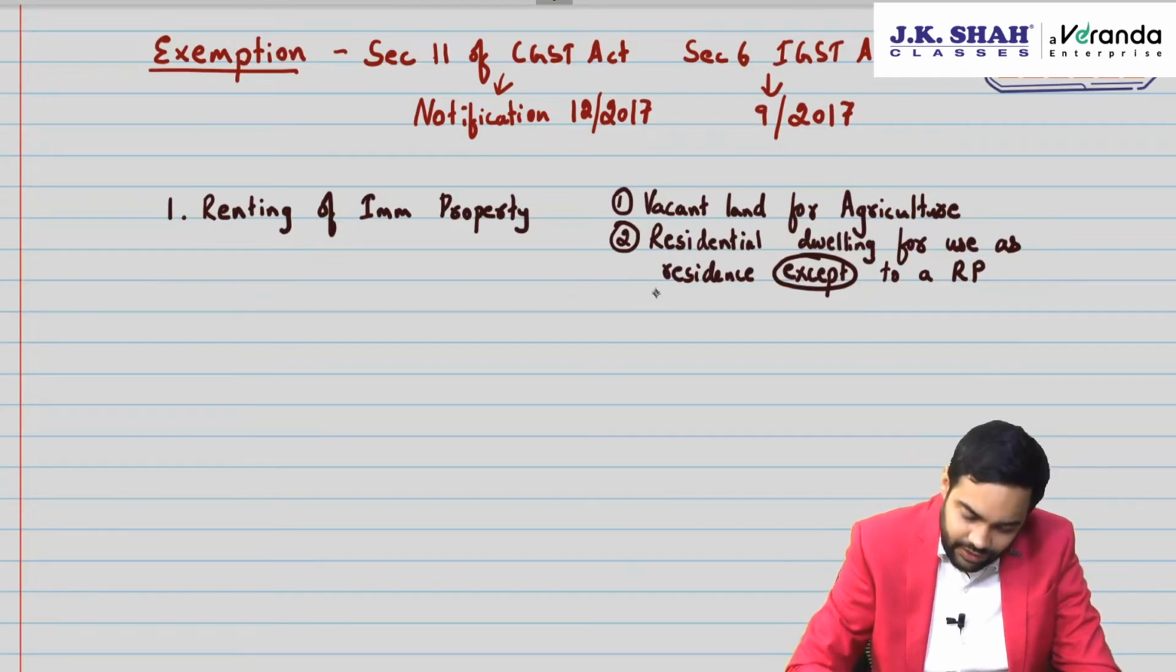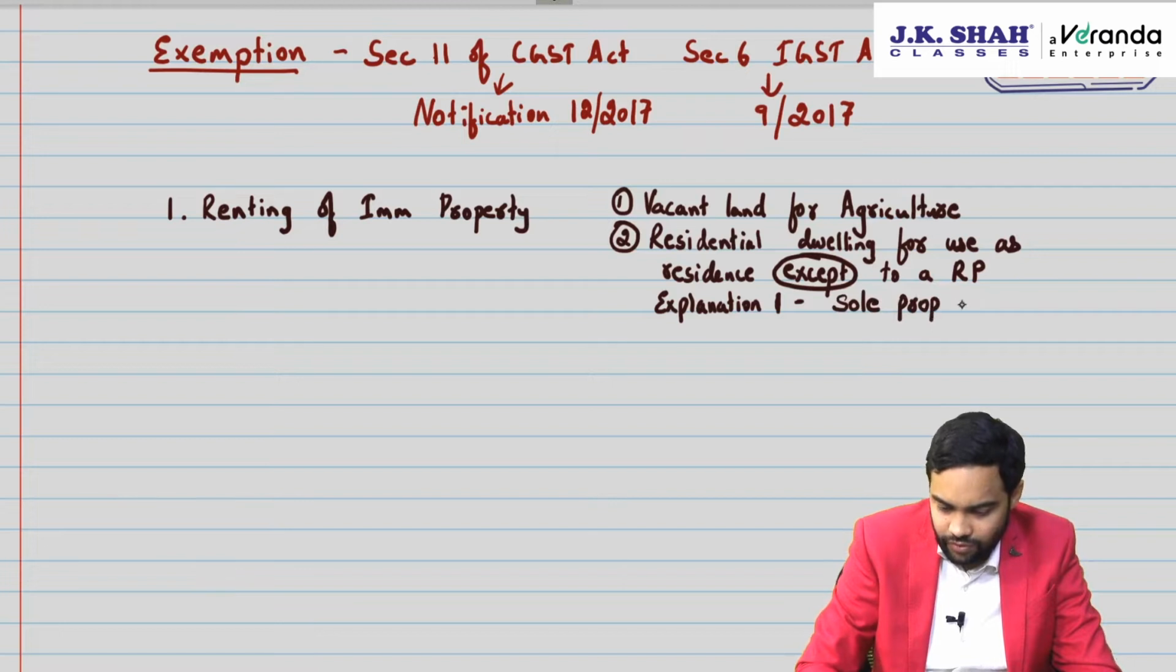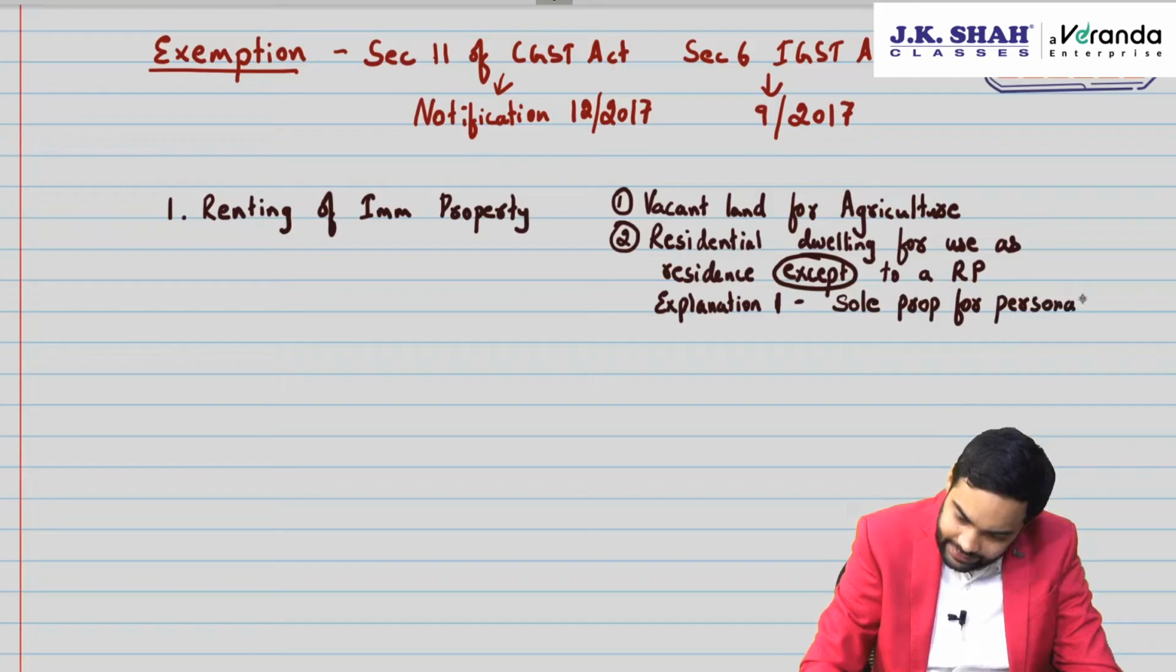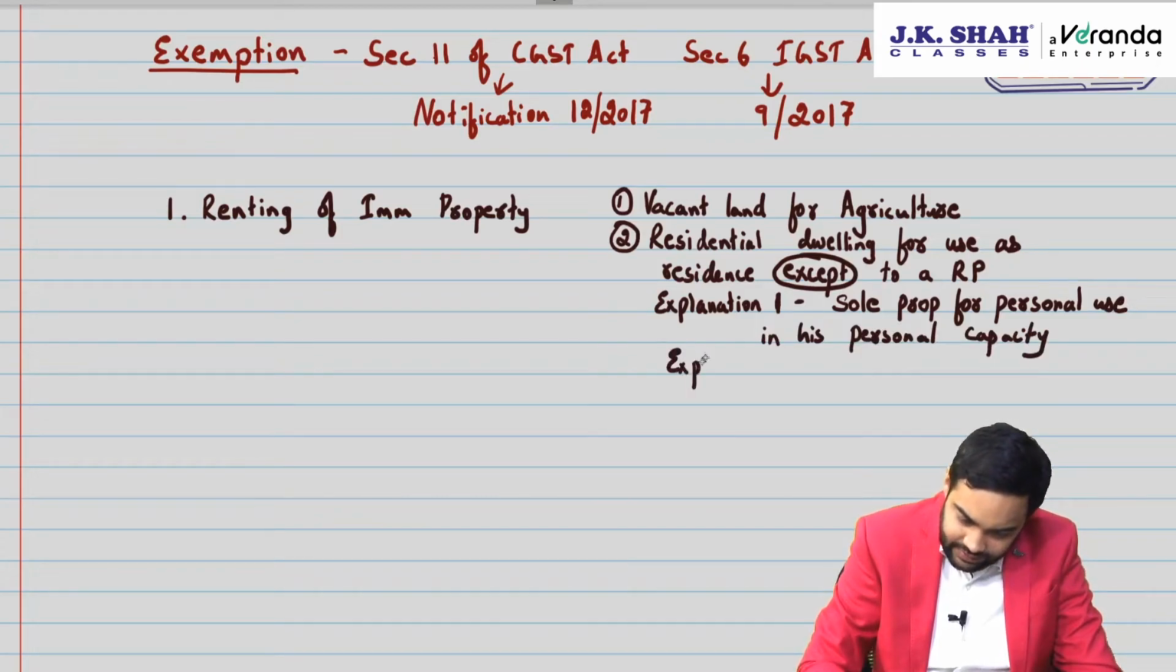Now there are two explanations to this. Explanation 1 says, in case it is for a sole proprietor, for his personal use, in his personal capacity, then in that case it will enjoy an exemption. That is explanation 1.